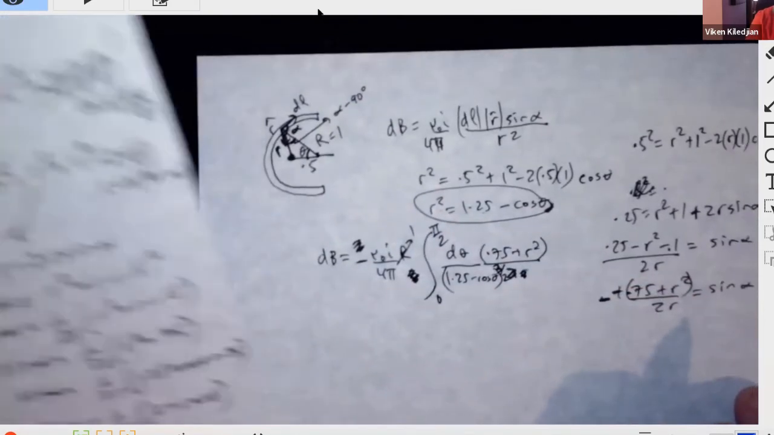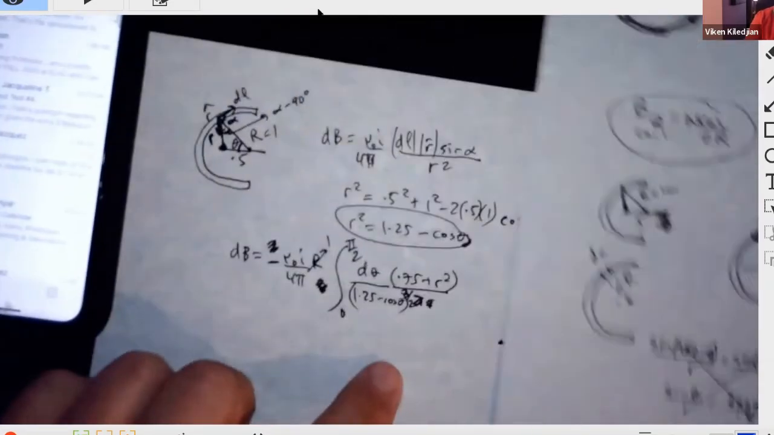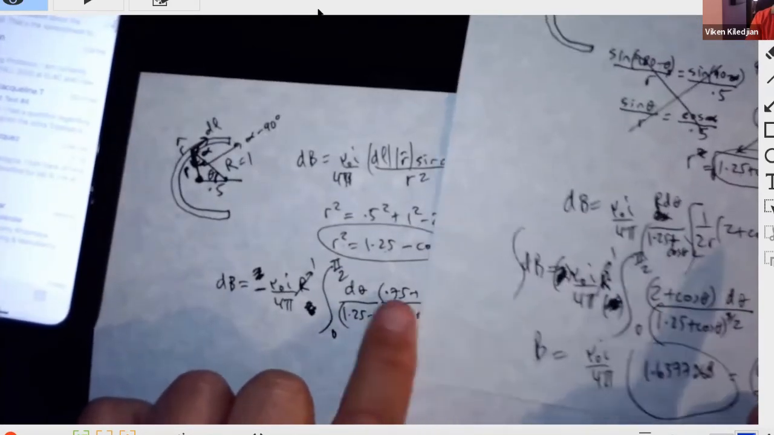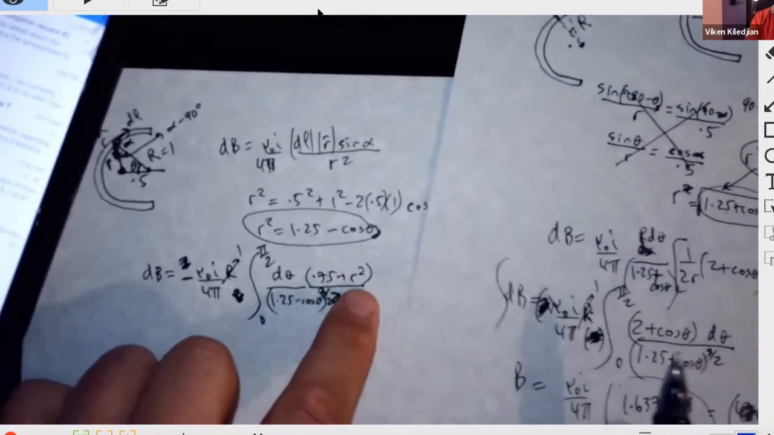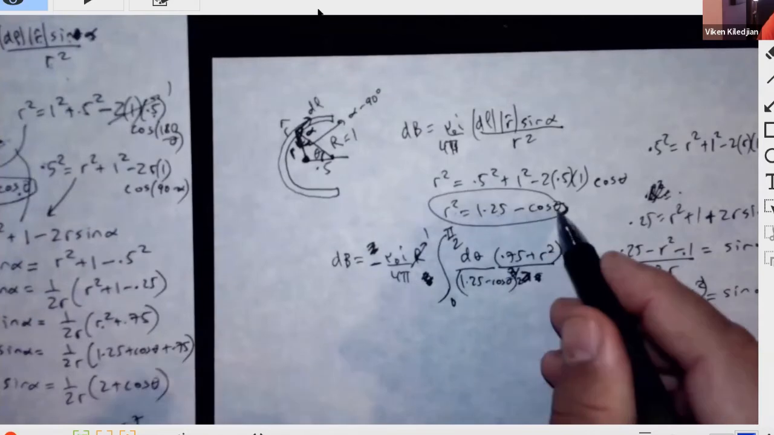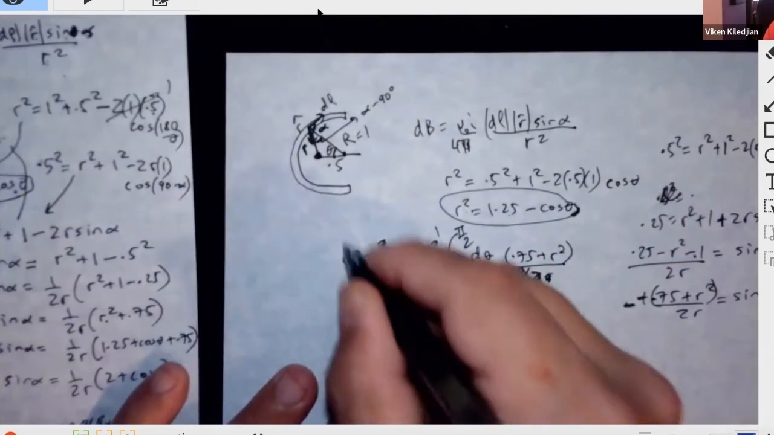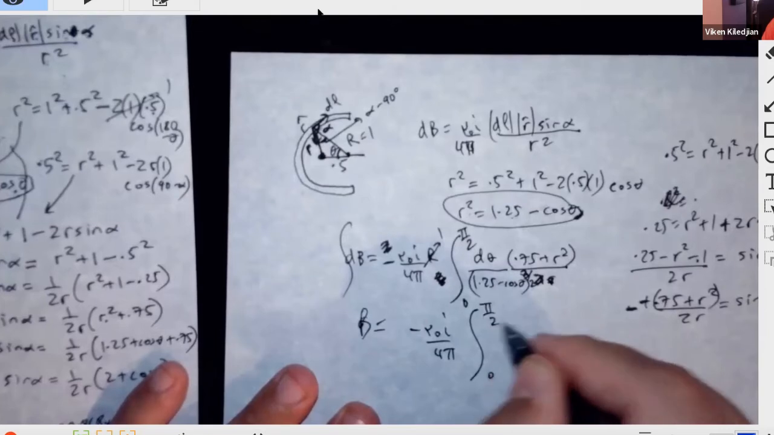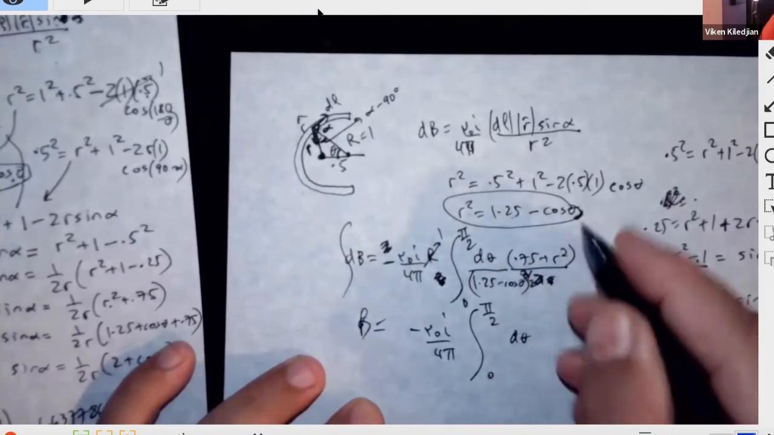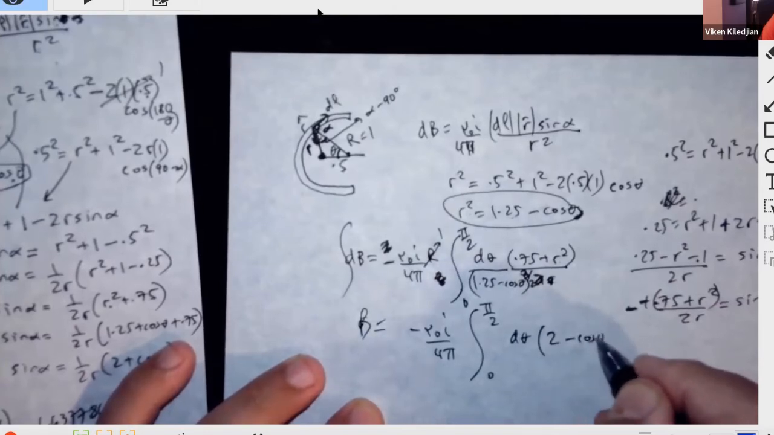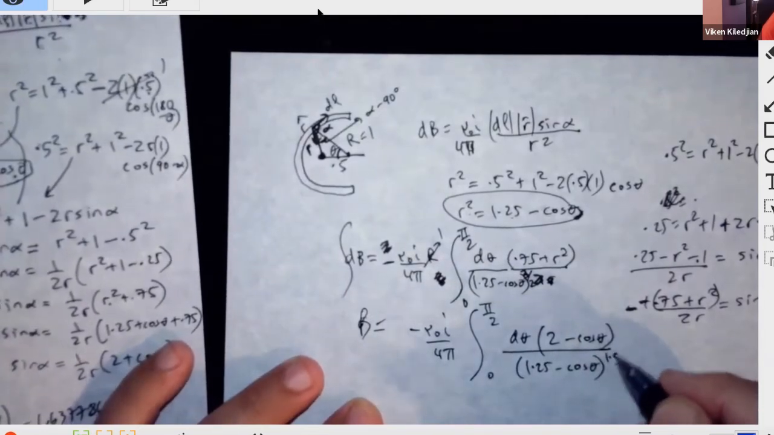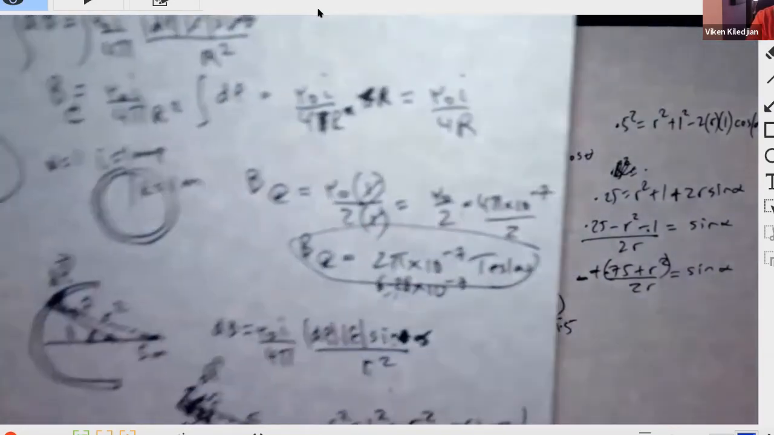So then what's the final result? How is the integral different? The top changed quite a bit. Before it was 2 plus cosine theta. Here, I forgot to put the r squared. What is the r squared here? R squared is 1.25 minus cosine theta. So negative μ0 I over 4π, integral from 0 to π/2 of dθ. If you put r squared as 1.25, you're going to get 2 minus cosine theta over 1.25 minus cosine theta to the 1.5 power.